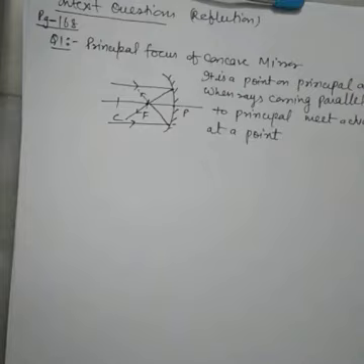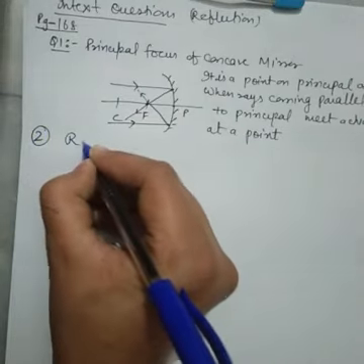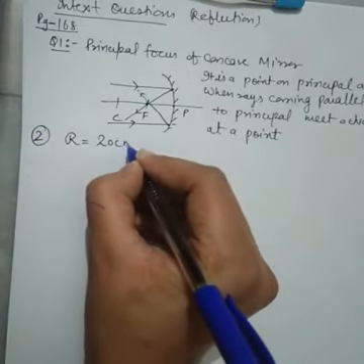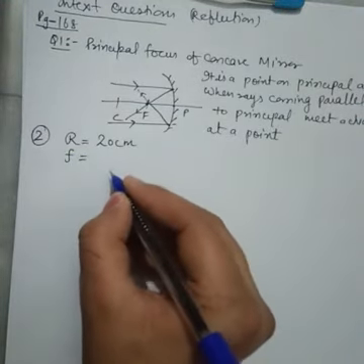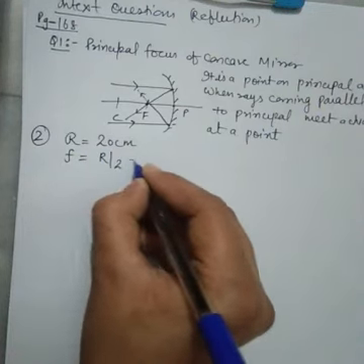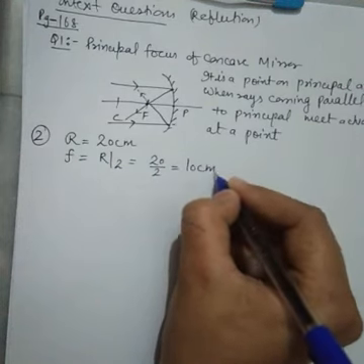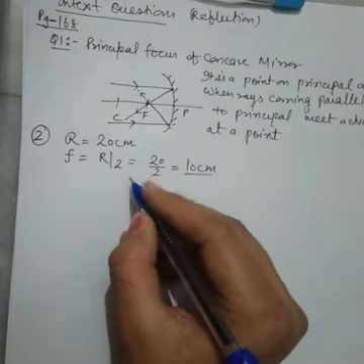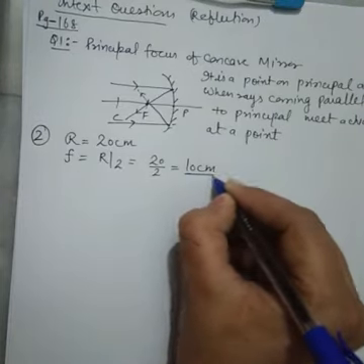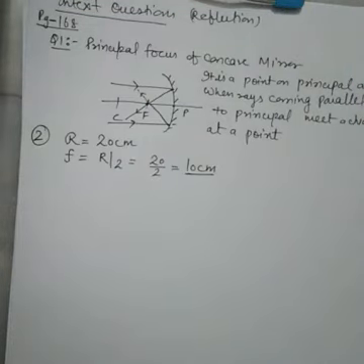And next question is, radius of curvature is given to be 20 centimeter. R is the radius of curvature, that is 20 centimeter. We have to find out its focal length. What is the formula for focal length? Focal length is half of radius. Radius is 20 by 2, that is 10 centimeter. The question says only spherical mirror. It is not mentioned whether it is convex or concave, so I am writing here 10 centimeter without any sign.